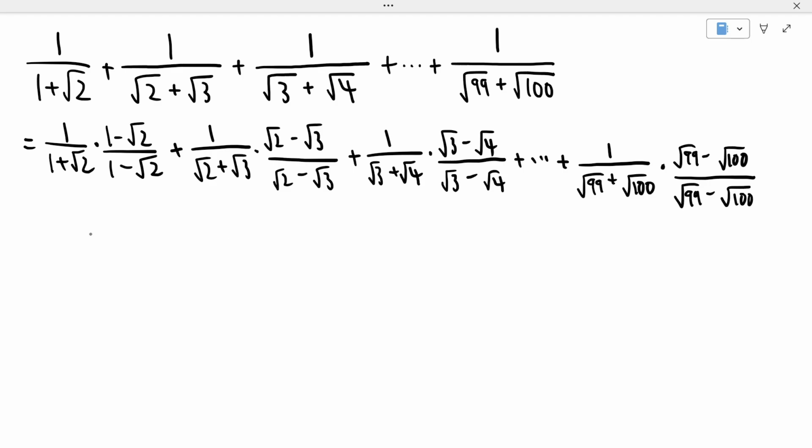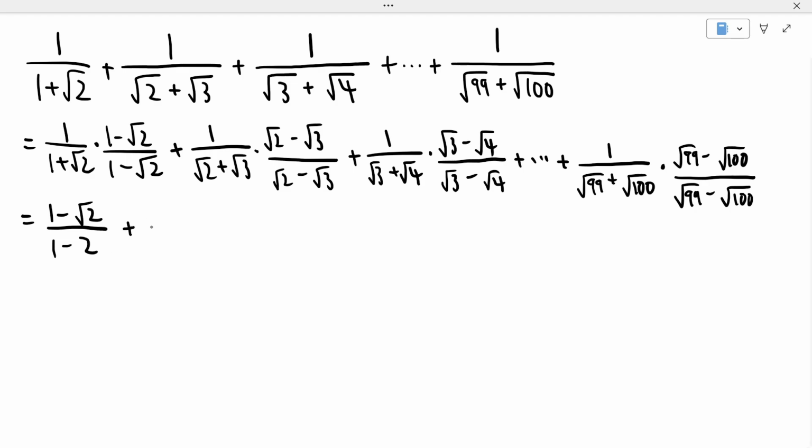The first term can be simplified as 1 minus the square root of 2 over 1 minus 2, since in the denominator we're doing the conjugate multiplication, a plus b times a minus b, where a equals 1 and b equals the square root of 2. So the a squared minus b squared in the denominator is just 1 minus 2, since 1 squared is equal to 1 and the square root of 2 squared is just equal to 2. So we can apply this for all the other terms.